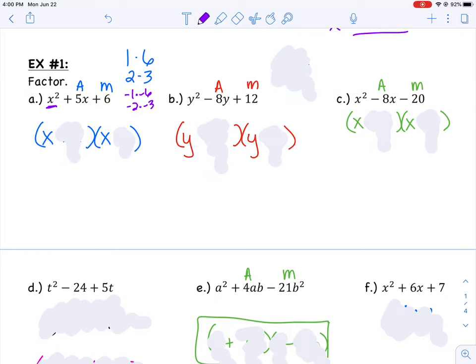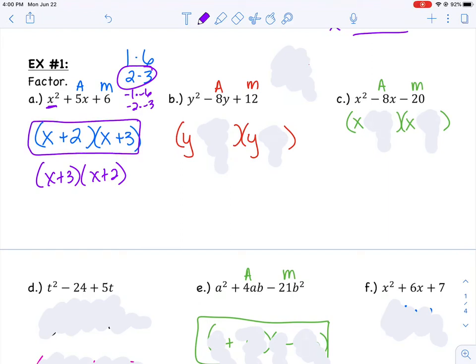Well, which pair adds to positive 5? Well, it's the positive 3 and the positive 2. So my 2 numbers would be positive 2 and positive 3. And it doesn't matter which order you put them in. You could have said x plus 3 and x plus 2, as long as they're both still positive. No matter how you write it, if you FOIL it or distribute, you end up getting what you started with. So those are the factors of x squared plus 5x plus 6.